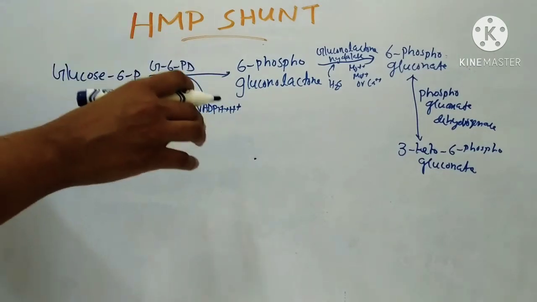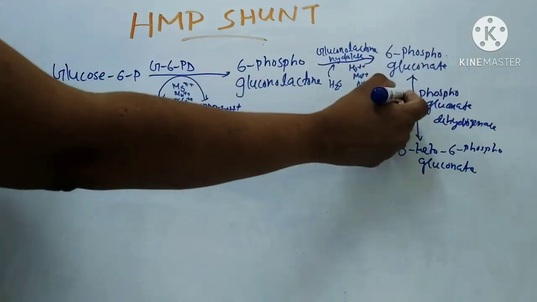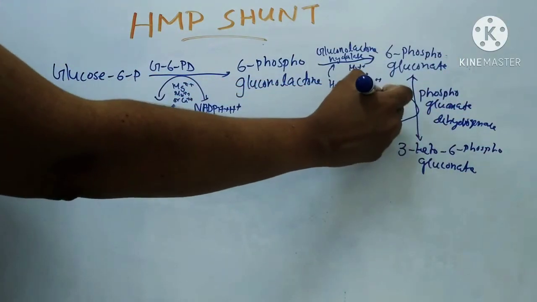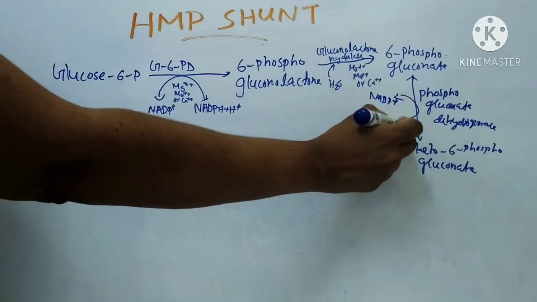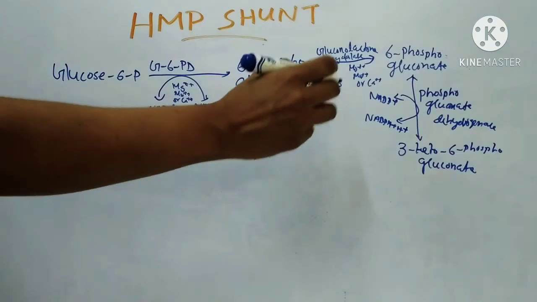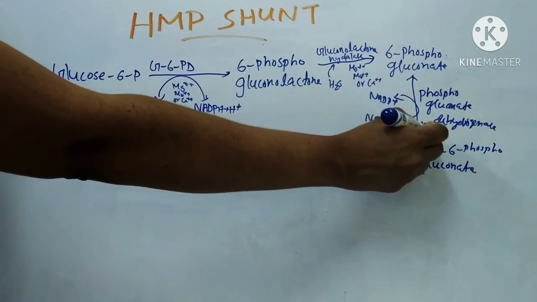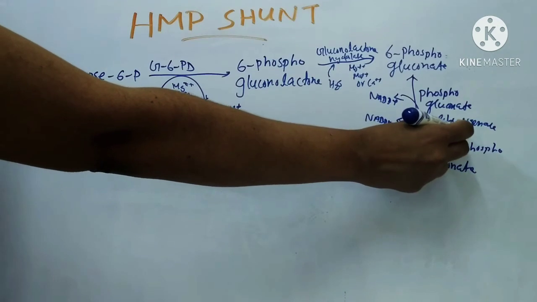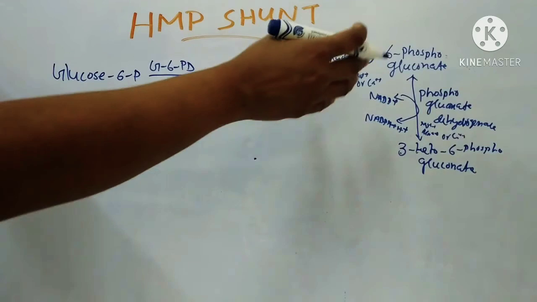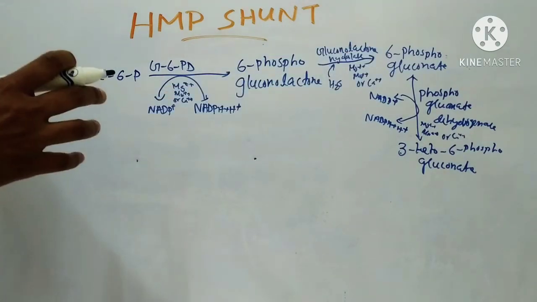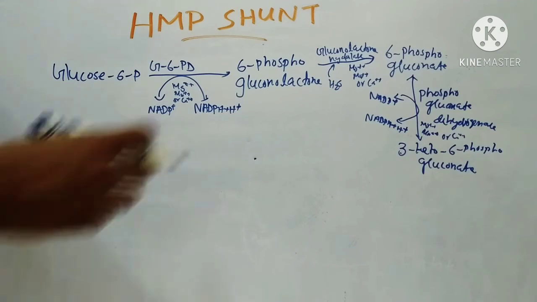Here NADP plus acts as the hydrogen acceptor and is converted to NADPH plus H plus. Here also Mg plus plus, Mn plus plus or Ca plus plus is needed. This dehydrogenase enzyme is also a dimer, that is it consists of two identical subunits. That is the first step.